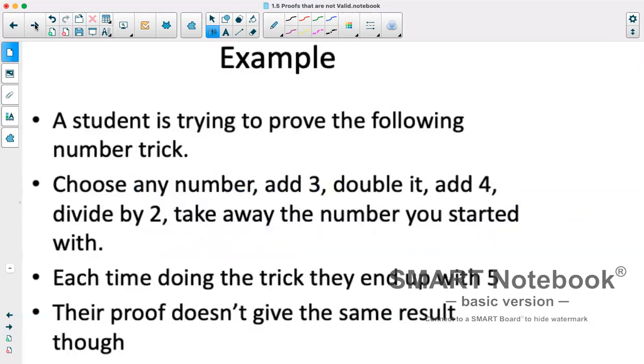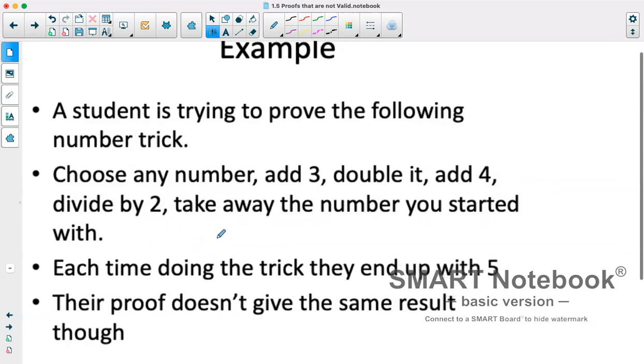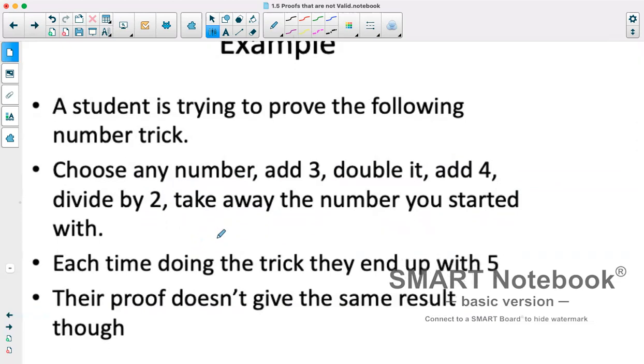Okay, another example, a student is trying to prove the following number trick. The trick is choose any number, add 3, double it, add 4, divide by 2, take away the number you started with. Each time doing the trick, they end up with 5 as their answer. The proof doesn't give the same result though. So next page, we will look at what their proof was.